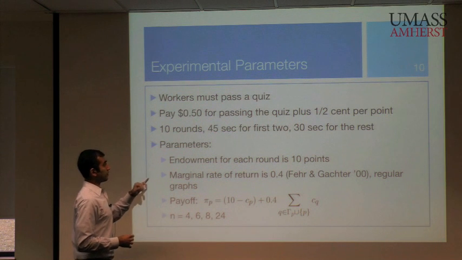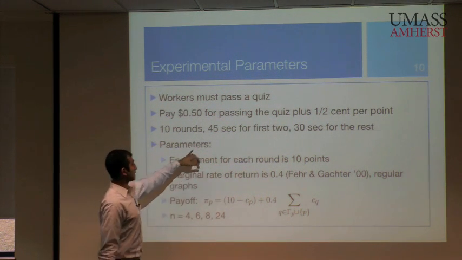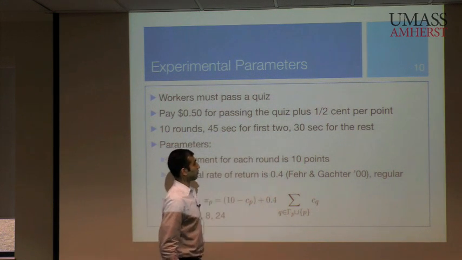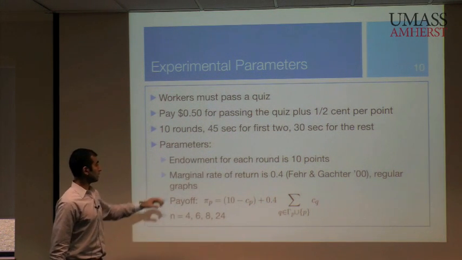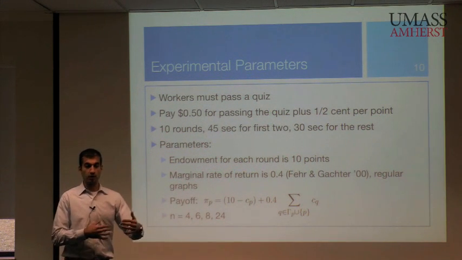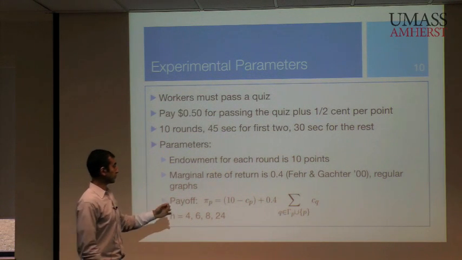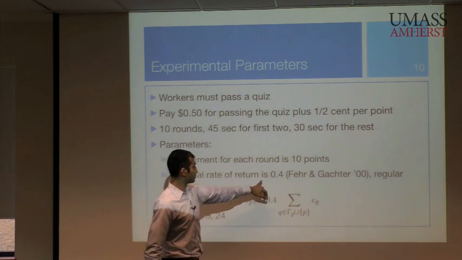Okay, we paid 50 cents for passing the quiz plus a half a cent per point. 45 seconds for the first 2 rounds, 30 seconds for the rest. There were 10 rounds in total. Endowment was 10 points per round, and what you earned per round was kind of stored in your bank. At the end, we paid them half a cent per point. The marginal rate of return was 0.4.